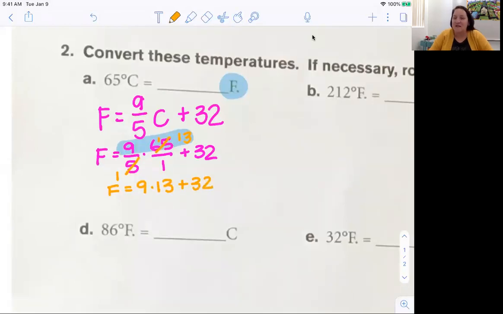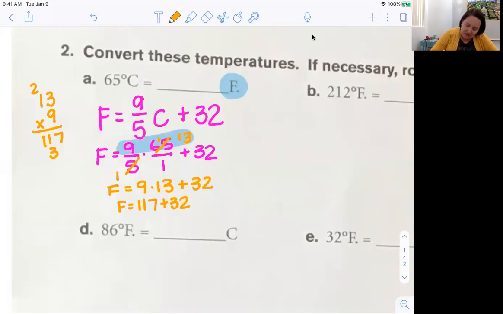And with PEMDAS, we need to do 9 times 13 and then add 32. So I'm going to come over here and do 13 times 9. 9 times 3 is 27. 9 times 1 is 9 plus 2 is 11. So we have Fahrenheit equals 117 plus 32. I'm going to add my 32 over here. 149 degrees. So 65 degrees Celsius is 149 degrees Fahrenheit.